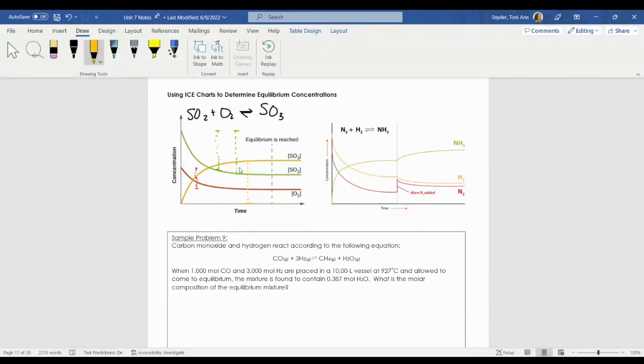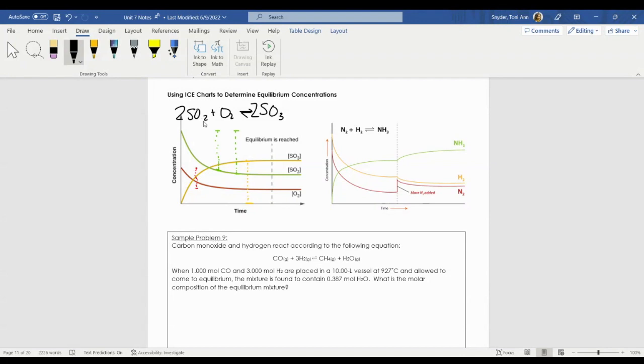Why would these two be double the difference? Why would the concentration of SO2 be going down as much as the concentration of SO3 is going up, and why is that twice the amount as O2? This comes down to your balanced coefficients. So that must mean that SO3 and SO2 probably have the same coefficients. Looks like it has to be this right here.